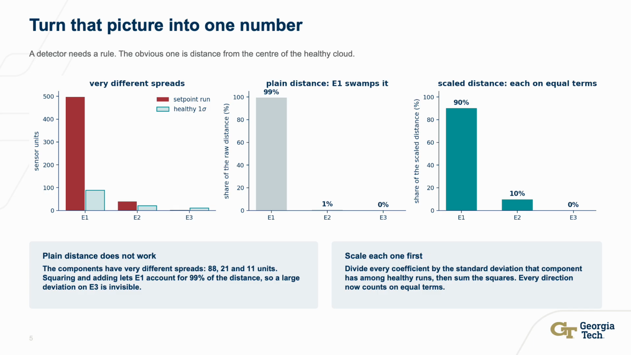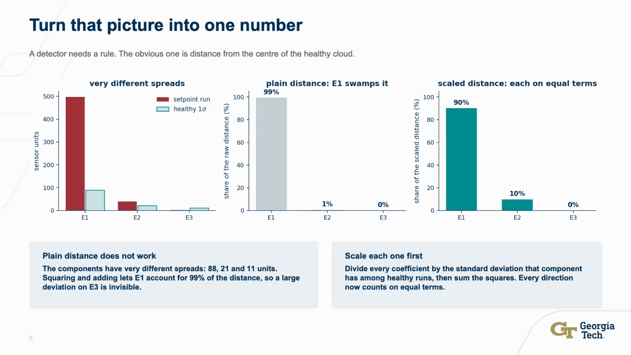Looking at a scatter plot works for one run in the lecture. It does not work for 20,000 runs a day. We need a rule that produces one number. The obvious candidate is distance from the center of the healthy crowd. Square each coefficient, add them up, take the square root: standard Euclidean distance. Try it and it fails immediately, for the reason in the left panel.